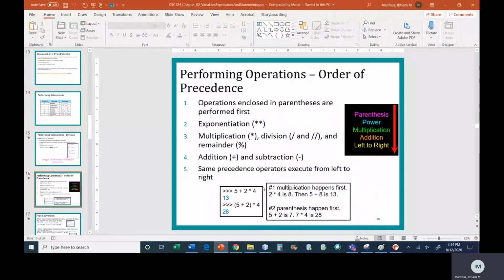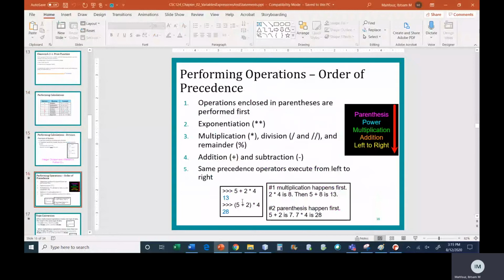Now, when we're doing mathematical operations, we're going to be following the same order of precedence that you're used to when you're doing algebra. So if you have something in parentheses, it will happen first. And then if you have exponents, and then multiplication and division in order, and then addition, subtraction in order.